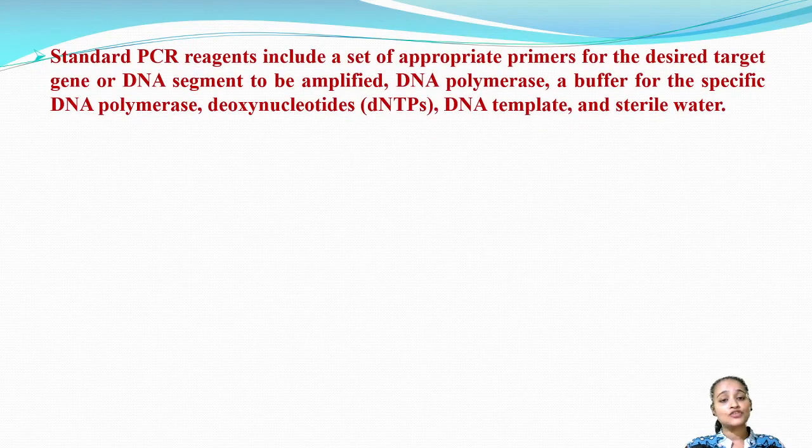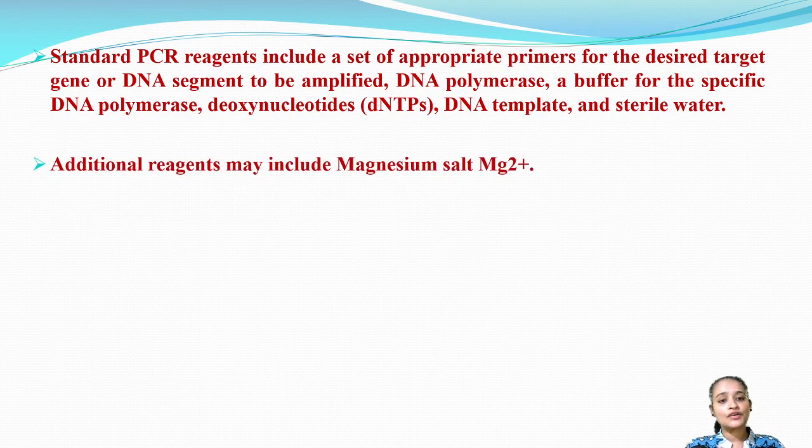Standard PCR reagents include a set of appropriate primers for the desired target gene or DNA segment to be amplified, DNA polymerase, buffer for the specific DNA polymerase, dNTPs, DNA template, and sterile water or double distilled water. Additional reagents may include magnesium salts. If magnesium salt is not included in your buffer, you can add it separately also.